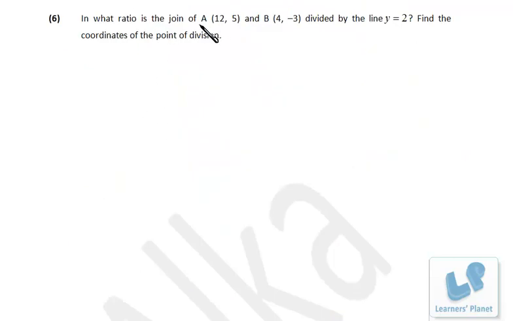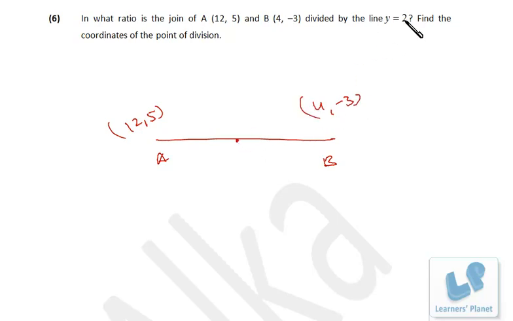Now, in what ratio does the line y is equal to 2 divide the join of A and B? This is A, this is B, this is 12, 5, this is 4, minus 3. When y is equal to 2, the x coordinate will be 0. So this is 0 and 2. I assume this to be m1 and this to be m2. So we have to find the coordinates of the point of division. So the coordinates of the division are 0 and 2, and we have to find out the value of m1 and m2. So then let's do it.